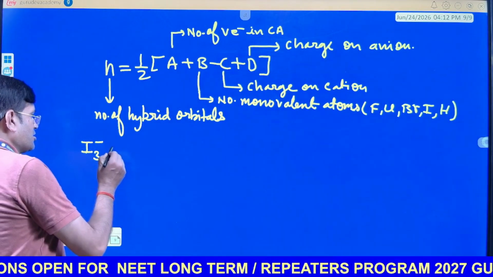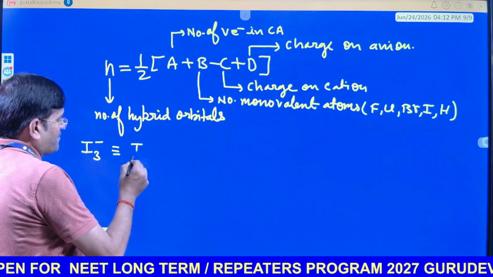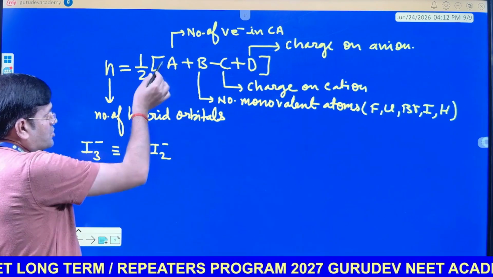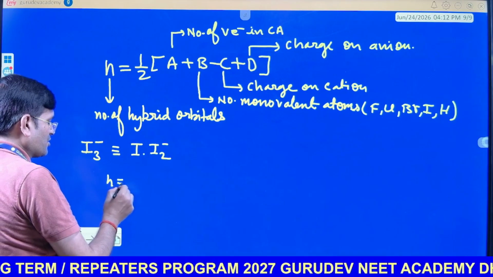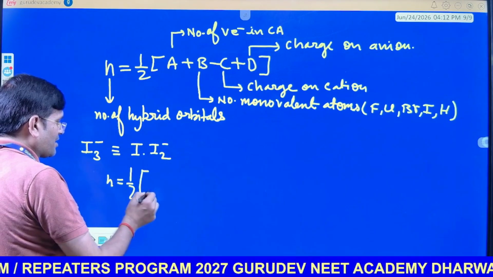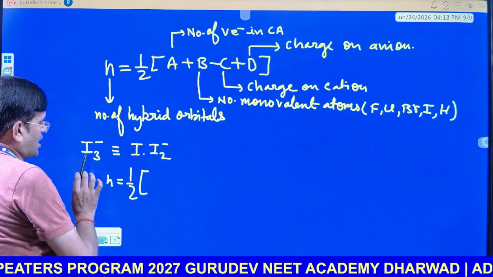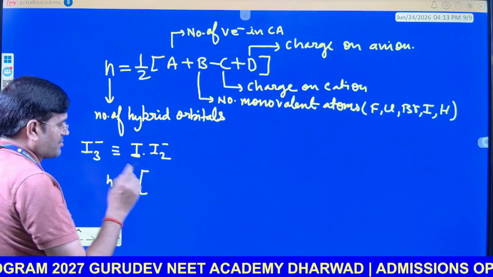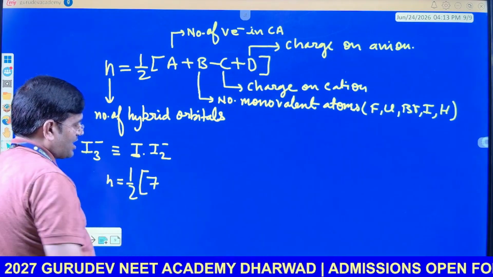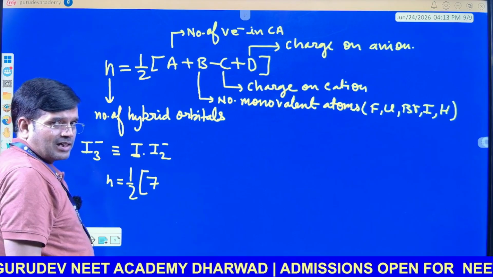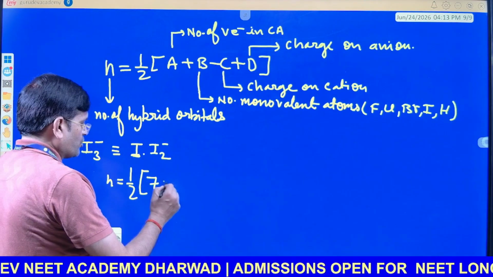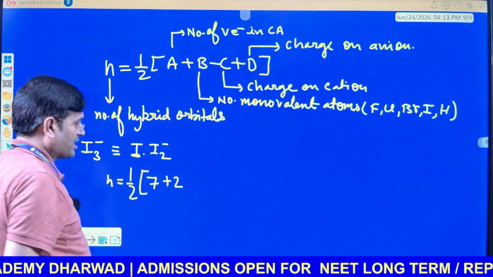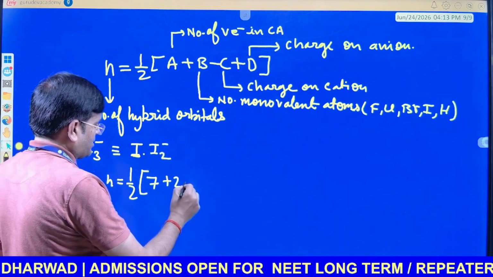So just see this ion, you can write it this way, I3 minus. So just use this formula. Number of hybrid orbitals is equal to half of the number of valence electrons in the central atom. Out of 3 iodine, you have considered 1 as the central atom. And in the valence shell of halogen, the electrons are 7. 2 monovalent atoms are there, because I say A plus B, B is the monovalent atoms and it is 2. It is not a cation.